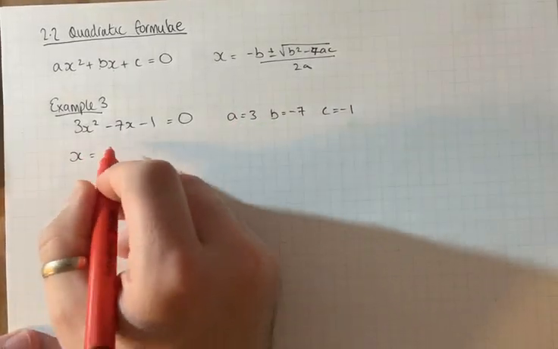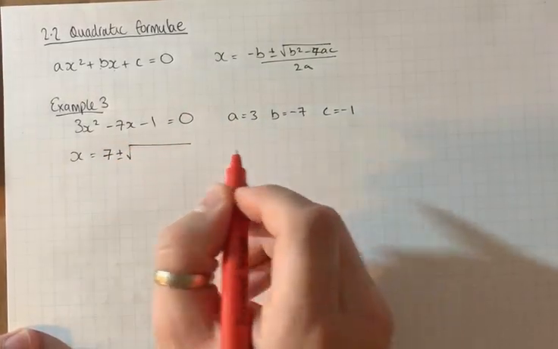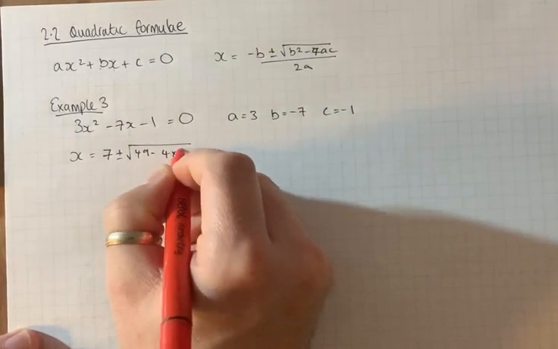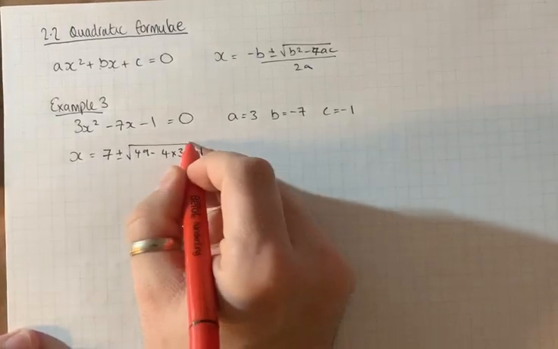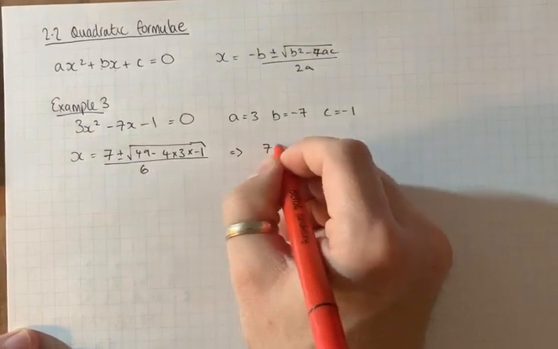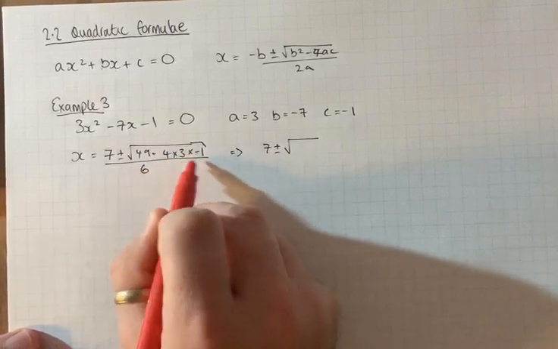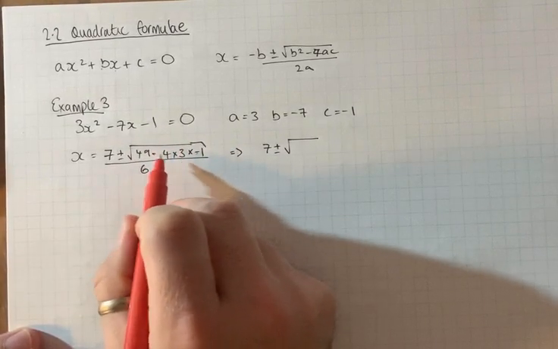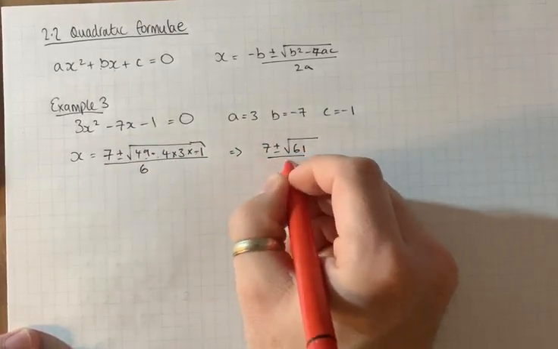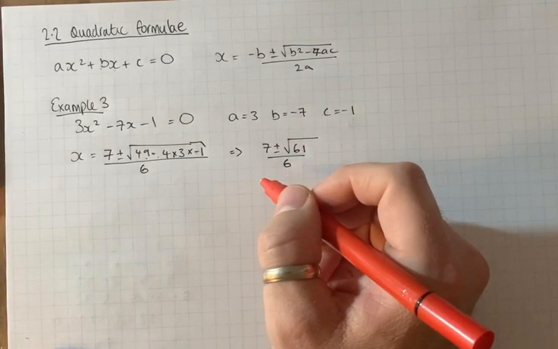So we're going to get two solutions, x equals minus b, which is 7, plus or minus the square root of b squared, so minus 7 squared is 49, minus 4 times 3 times negative 1, all divided by 2a, which is 6. So if we simplify that, 7 plus or minus the square root. Now a minus and a minus make a plus here, because this is going to be negative. So we're going to have 49 plus 12, which is 61, all over 6. And that's how you would leave the solution if you wanted exact solutions.